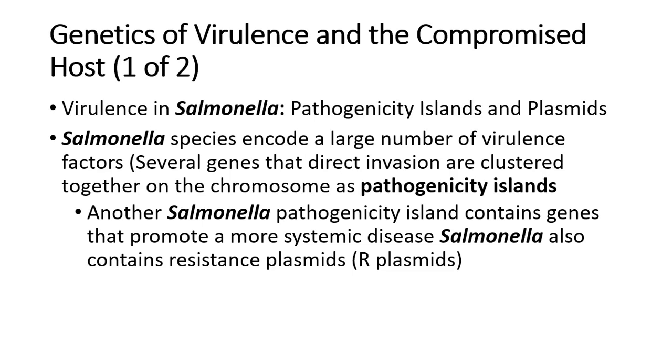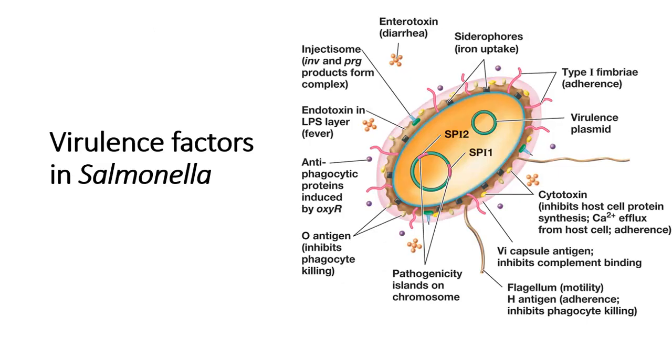One of the pathogenesis islands that salmonella has is a gene area that promotes more systemic disease, which contains its resistance plasmid. So not only do you have the pathogenicity, but you've got the resistance plasmids to make it resistant to certain antibiotics and things. I'm not going to go into depth, I'm just trying to explain some of the things that can happen. I'm not going to test you on this, okay?